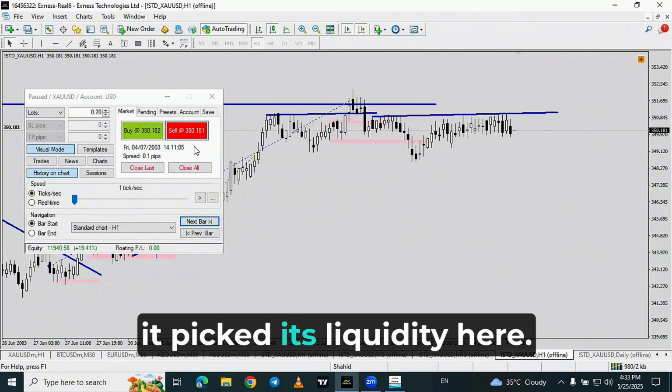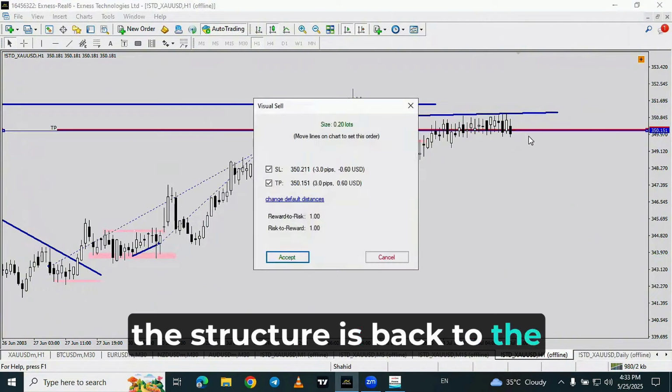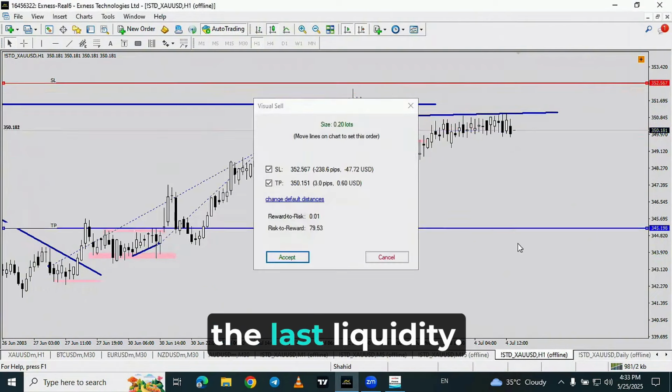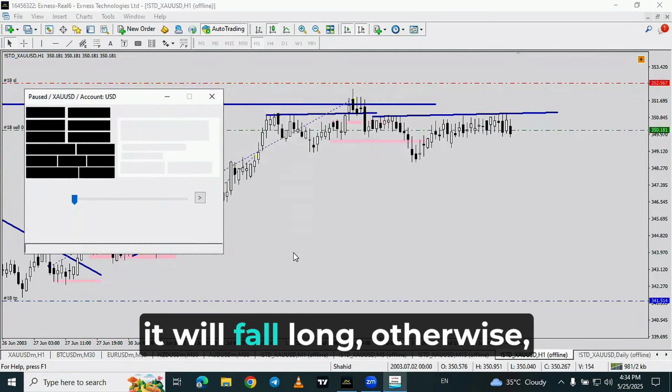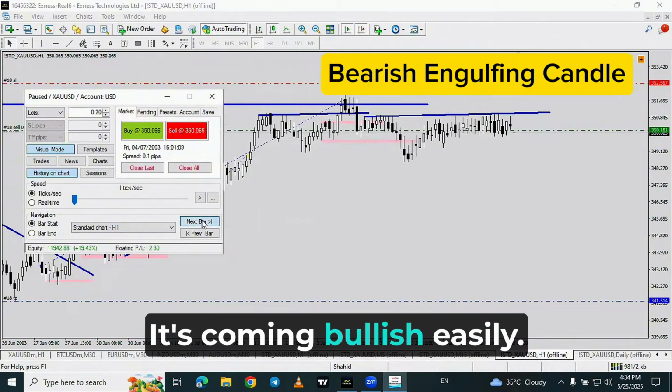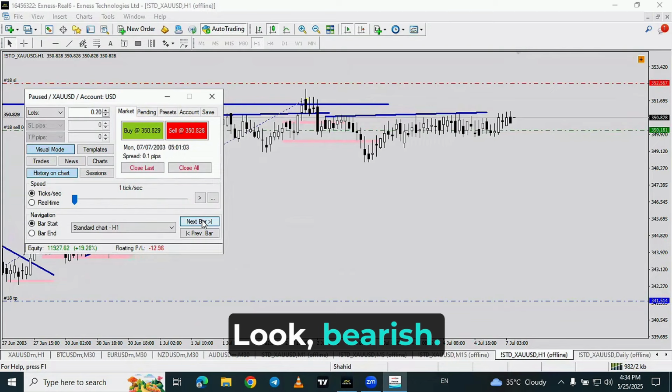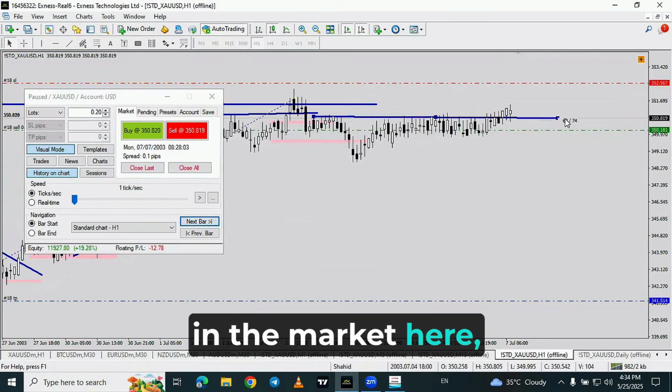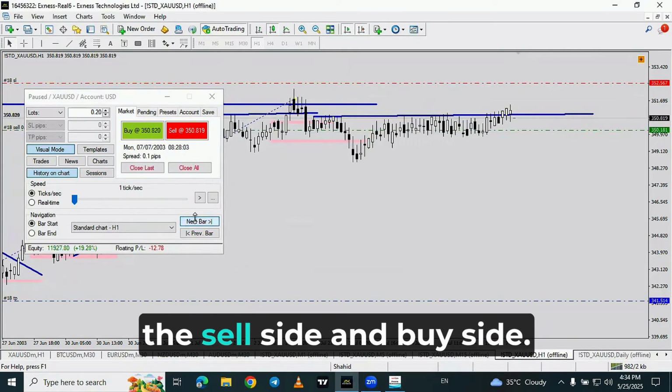Look, it picked its liquidity here. Look, the structure is back to the sell side because this was the last liquidity. If it sells from here, it will fall long. Otherwise, the market is coming bullish easily. It's coming bullish easily. Sorry, it's coming bearish. Look, bearish. There was no engulfing in the market here. So the structure has shifted to the sell side and buy side.